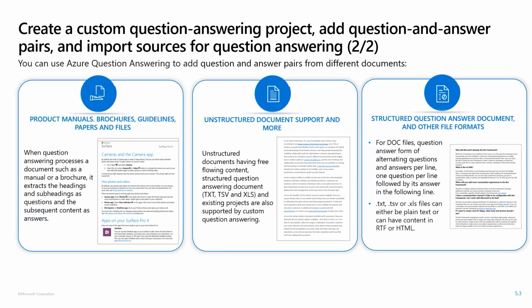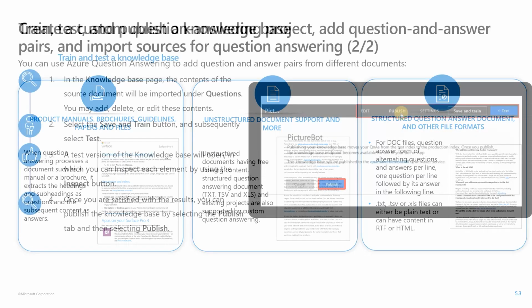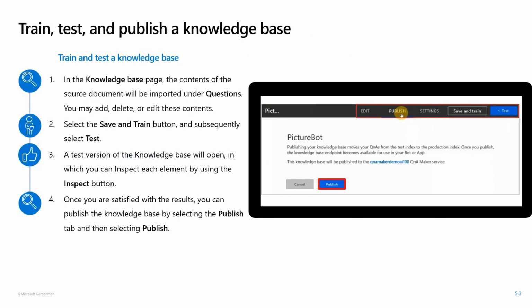Take some time to understand how Azure question and answering handles different types of documents when creating a custom Q&A project. It's useful to know that structured files like docs and PDFs are processed based on their formatting, with headings and subheadings often used to generate questions. Know that once you have imported the source documents to a knowledge base, you can edit the content and then test, train, and publish it when you're done.